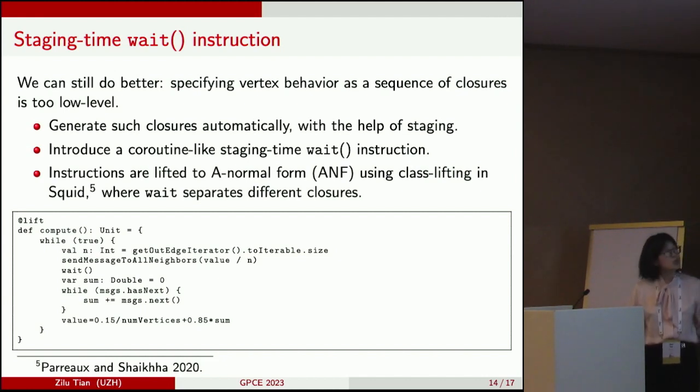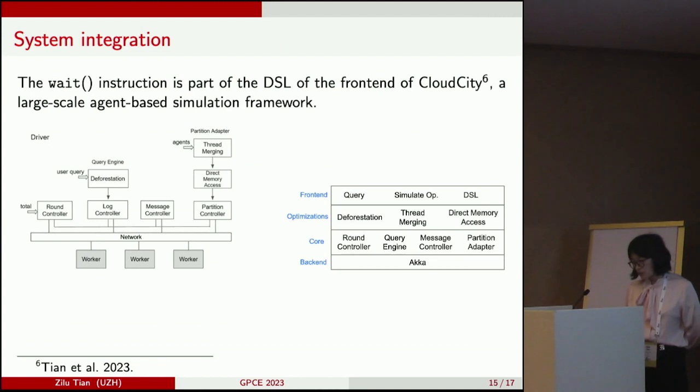So we see that wait simply separates the instructions that are executed in different supersteps, and we get rid of the conditional branch and duplicated code entirely. This wait instruction is integrated into a larger system. It's part of the DSL of the front end of our system called CloudCity, a large-scale agent-based simulation framework. Here is the overall architecture of the system, where the wait instruction is part of the DSL in the front end.